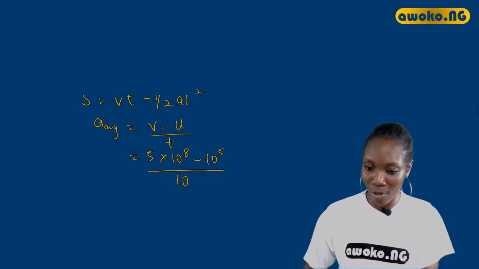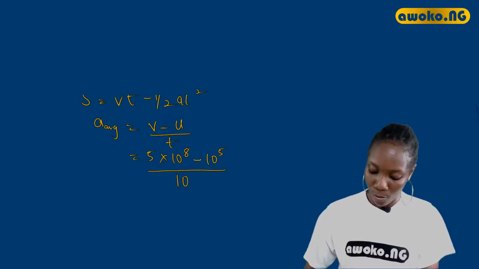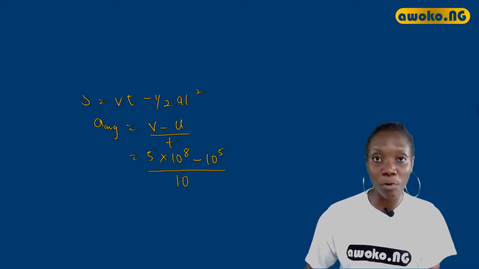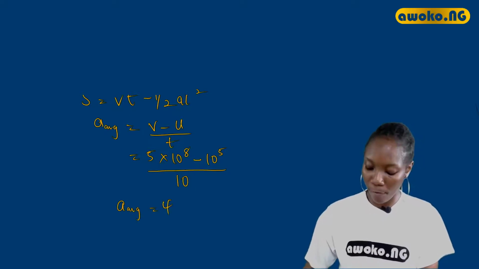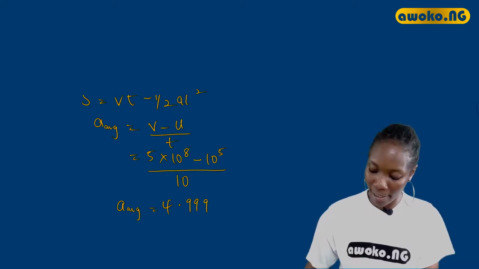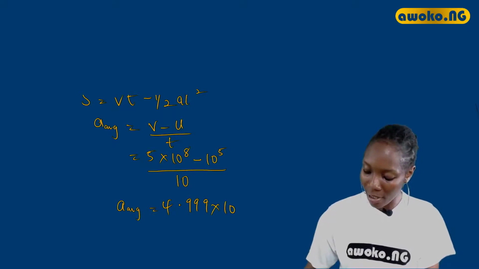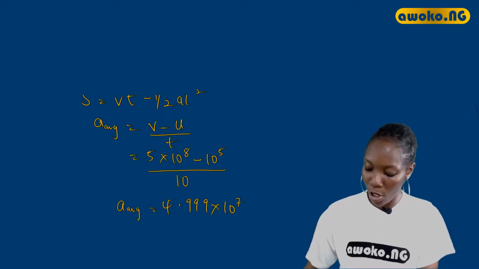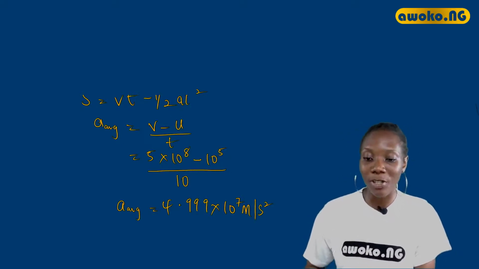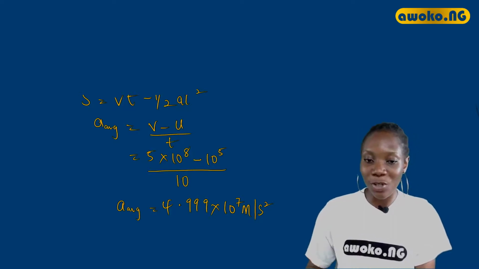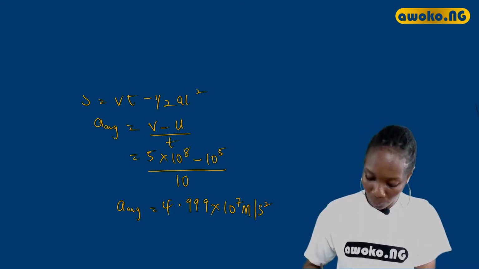So if you do that, you can calculate along with me. Collins, you're welcome to class. So to continue, if you punch it into your calculator, you're going to get average acceleration to be 4.999 times 10 raised to the power of 7. The unit is meters per second squared. So we've gotten one part of the question out of the way. We can use this to finish up.